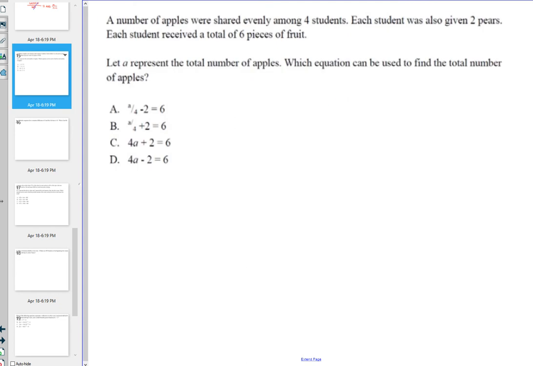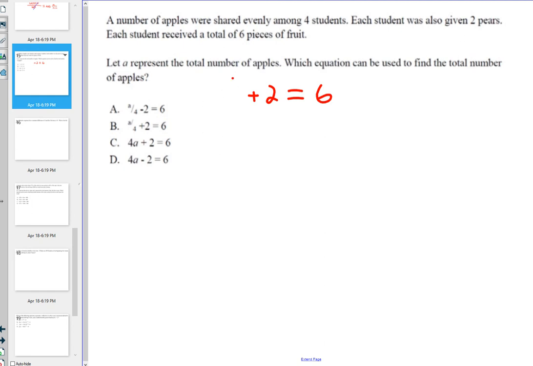A number of apples was shared among every 4 students. Each student was also given 2 pears. Each student received a total of 6 pieces of fruit. Let A represent the number of apples, which equation can also be used to find the number of apples. So let's see, apples plus 2 pears is equal to 6 pieces of fruit. And I know that the number of apples was shared evenly among 4 students. Oh, so that's what it is.